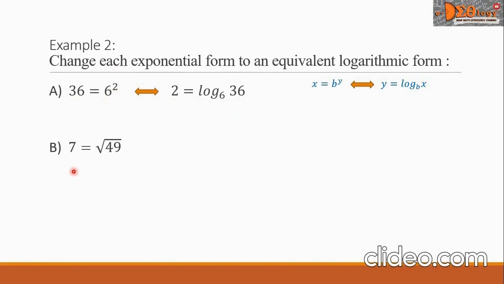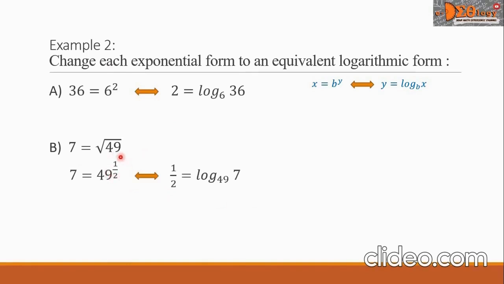Now for letter B, 7 equals the square root of 49. Let us convert the square root of 49 into rational exponent. So we have 7 equals 49 raised to 1/2. And from here, we will now write the equivalent logarithmic form.